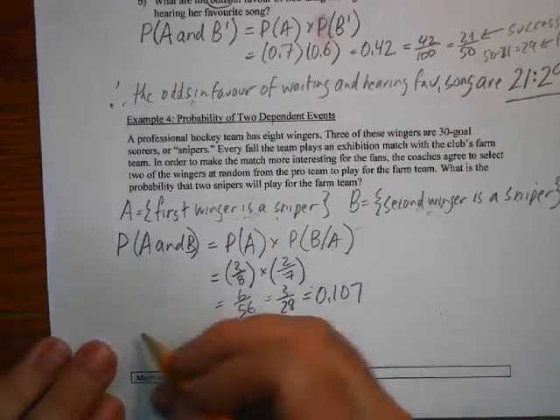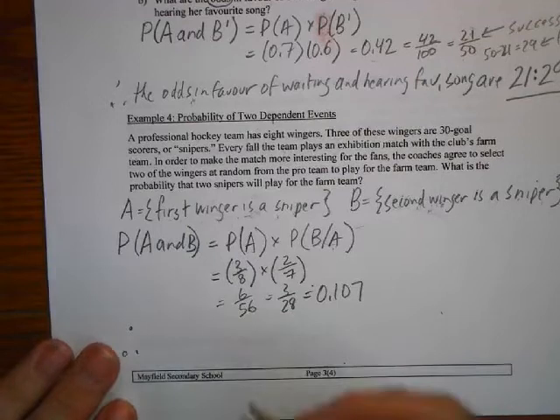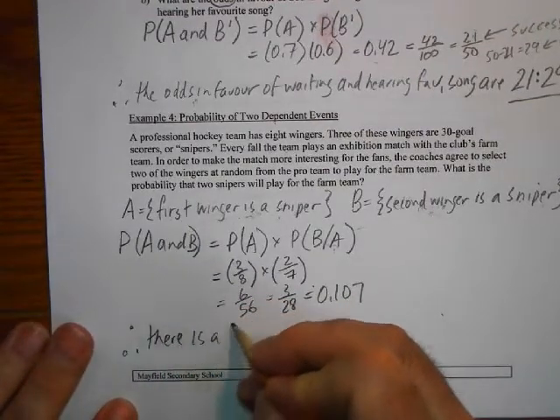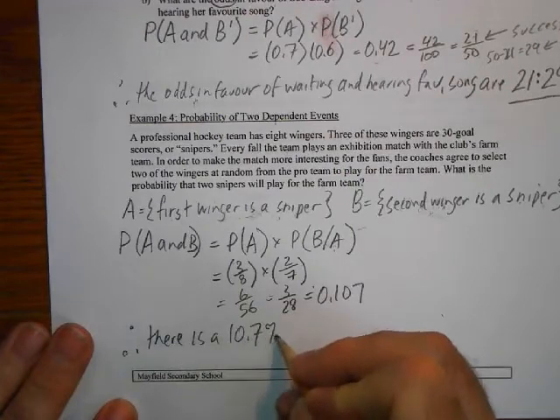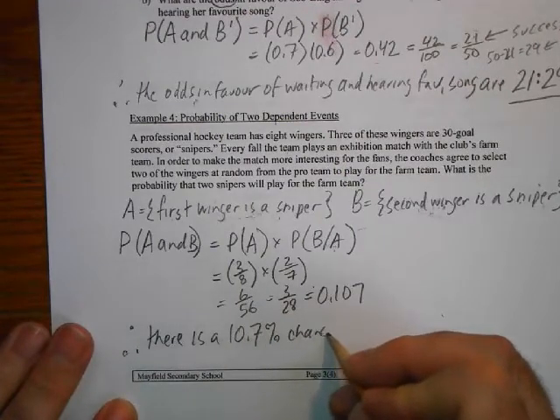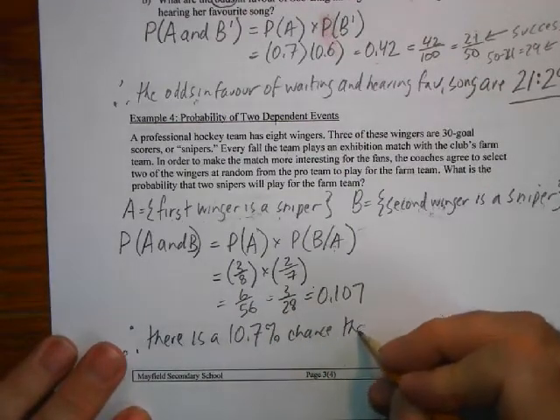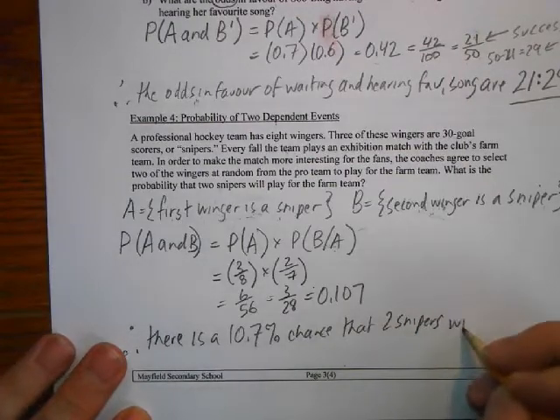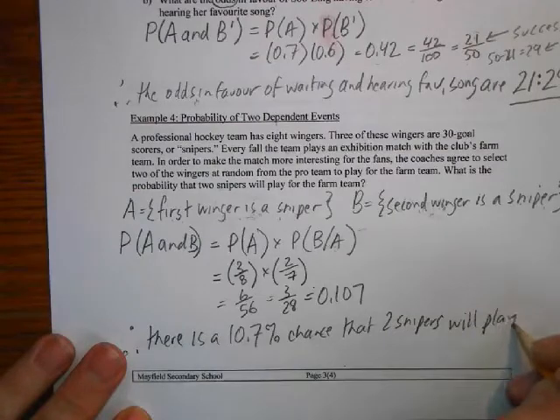0.107. So to conclude, there is a 10.7% chance that 2 snipers will play for the farm team.